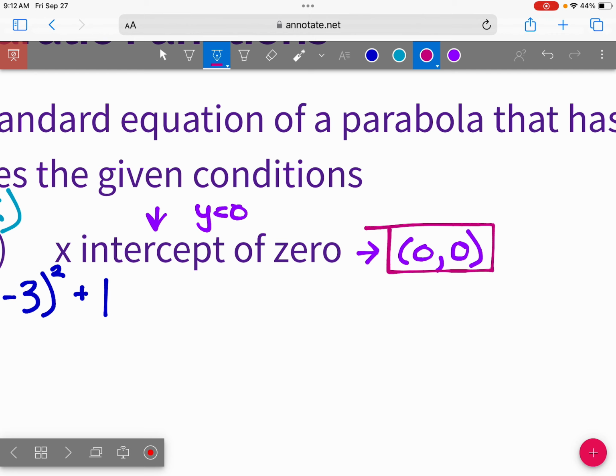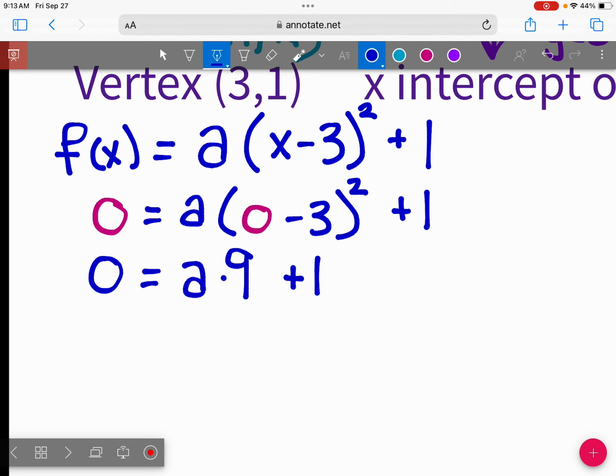Let's simplify this. So we're going to have our 0 equals a times what? What is 0 minus 3? Squared. 9. So a times 9 plus 1. Could you rewrite a times 9 as just 9a? Absolutely fine. The only reason I have it this way is because my a is in front here, and I was just dropping it straight down. But yeah, totally fine. What do we do next?